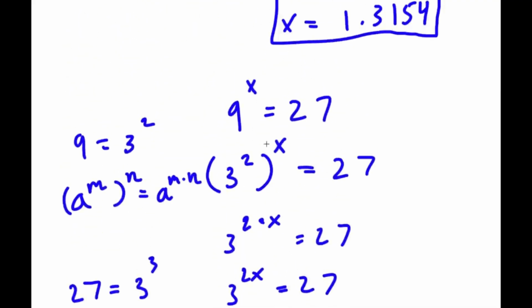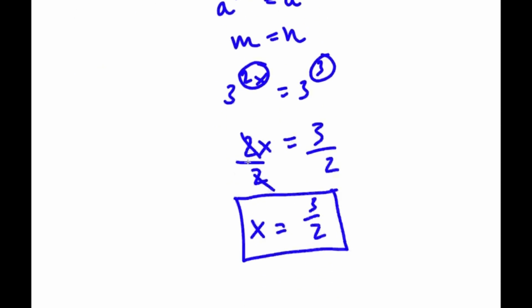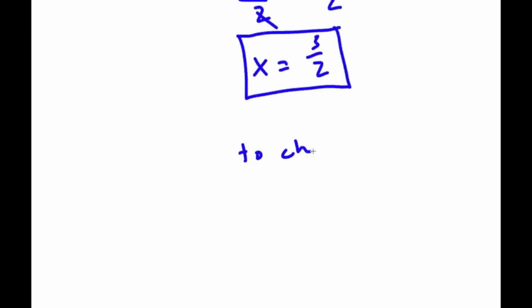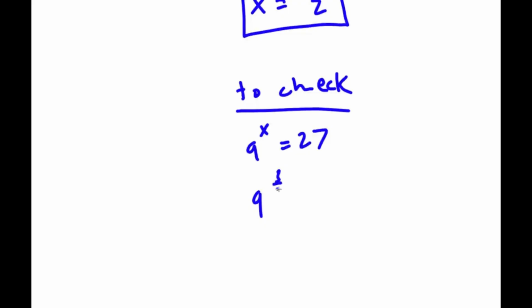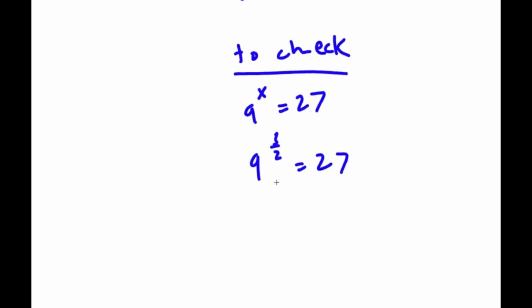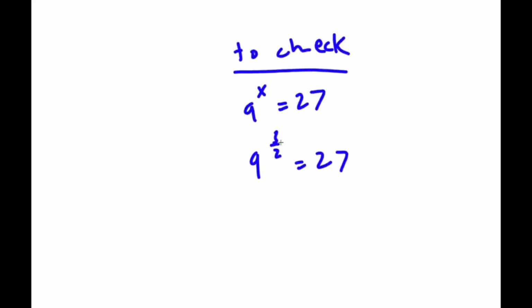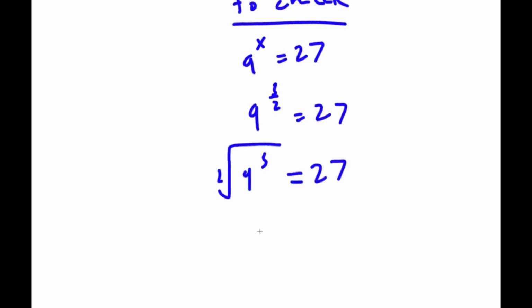And I can even go ahead and plug this in for x and see if it's right. So check. We have 9 to the power of x is equal to 27. x is 3 over 2, so we have 9 to the power of 3 over 2 is equal to 27. Now I can rewrite this as the square root of 9 to the power of 3, which is equal to 27.